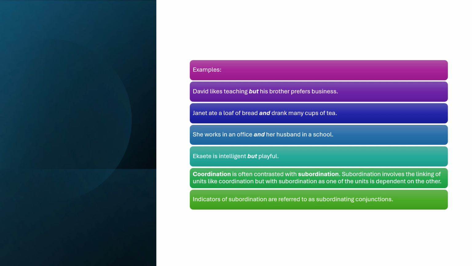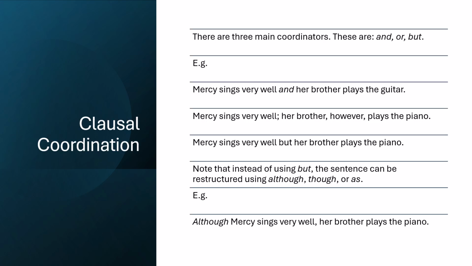Coordination is often compared with subordination, because subordination also involves the linking of units like coordination, but with subordination one of the units is dependent on the other. So we will discuss more about subordinating conjunctions as we go along. But let's look more closely at coordination. We are breaking them down into the units of the sentence now.